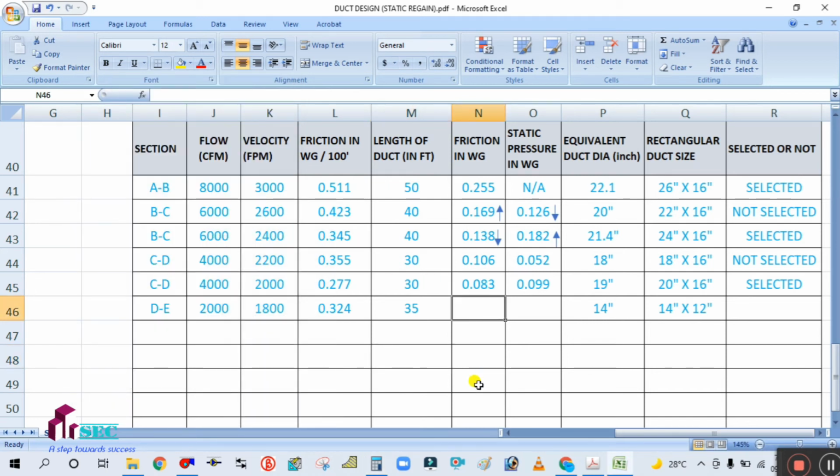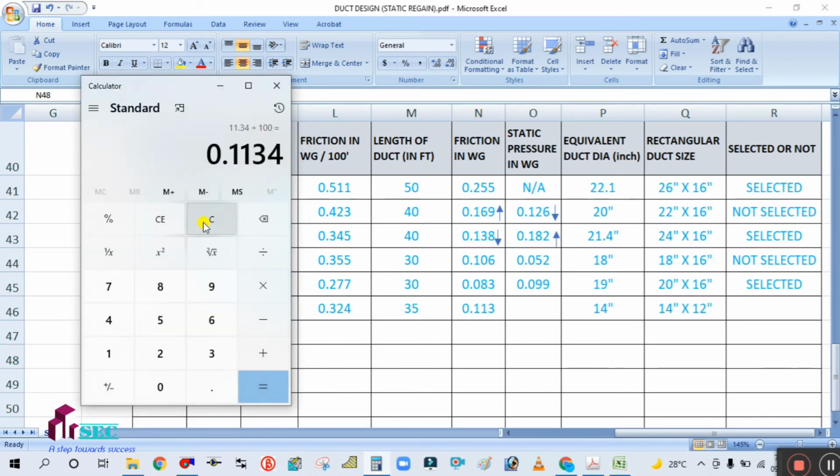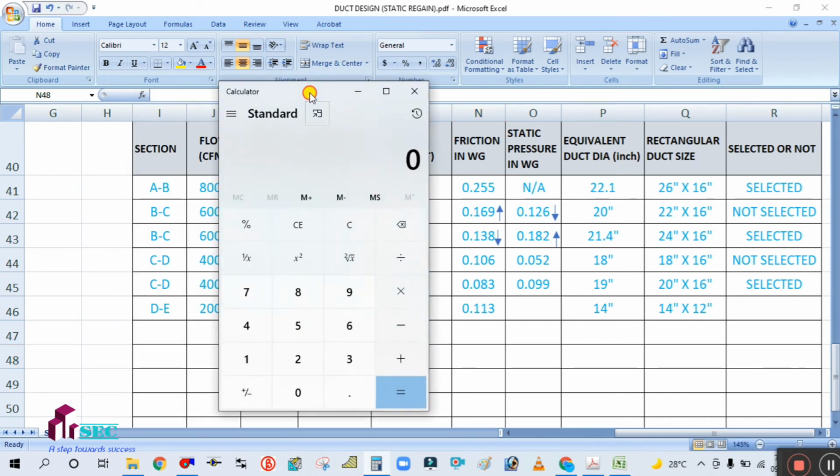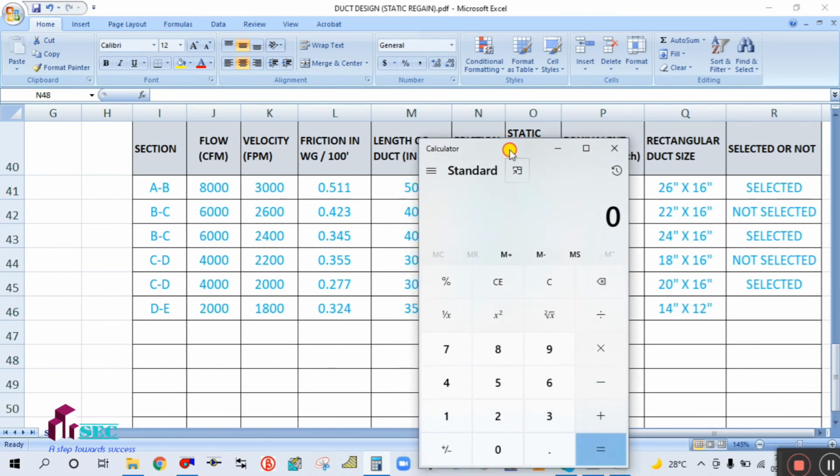0.113. Now check this static pressure. So static pressure you have to simply check: (V1 by 4000) whole square minus (V2 by 4000) whole square, into 0.9 R.